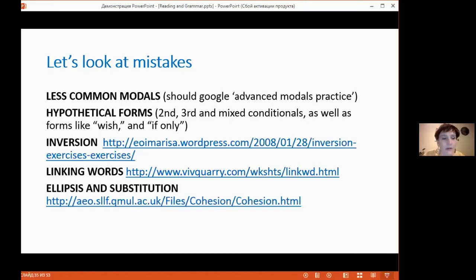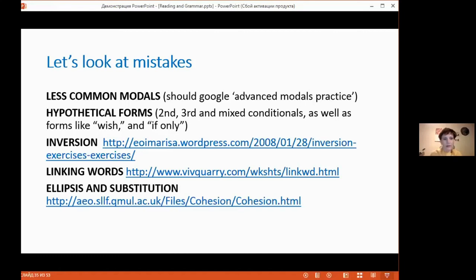Inversion, this is for higher levels, starting with B2. All these, if well, had he seen her before, he would have recognized her quicker. Different cases of inversion, different words that require inversion. Linking words can be a problem as well, and you have a link for that. And finally, ellipsis and substitution can present a problem and can be a source of mistakes, all kinds of mistakes.